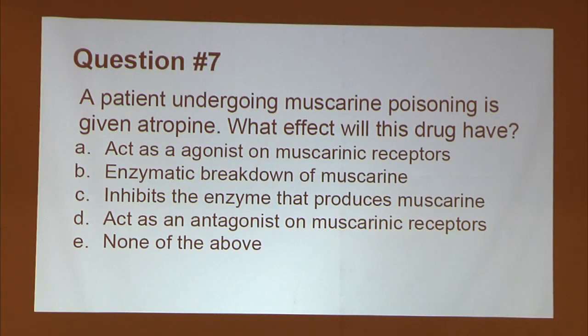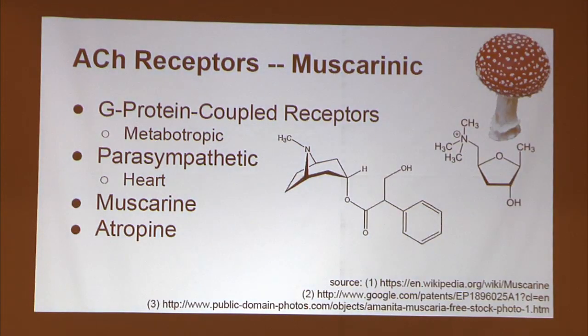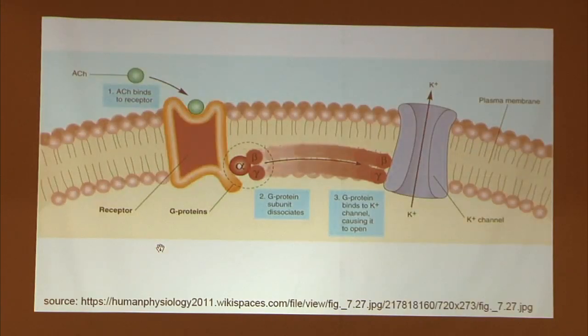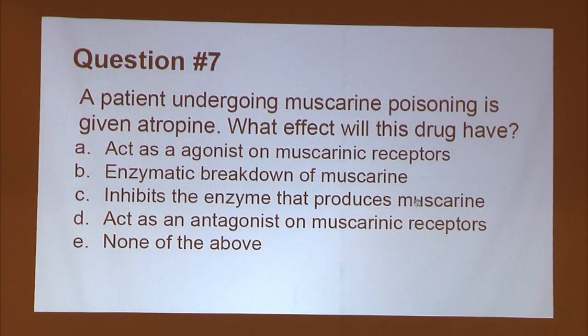And then 7, so 7 about muscarinic receptors. So this is, again, still acetylcholine, but now the metabotropic receptor for acetylcholine. So 7 says a patient undergoing muscarine poisoning is given atropine, and we want to know what the effect will be for atropine. A says it acts as an agonist on muscarinic receptors. So for muscarinic receptors, muscarine is the agonist, atropine is the antagonist. So it's not going to act as an agonist. That's what muscarine is. And plus, that would make the problem worse if it's acting as an agonist for something that's causing problems.